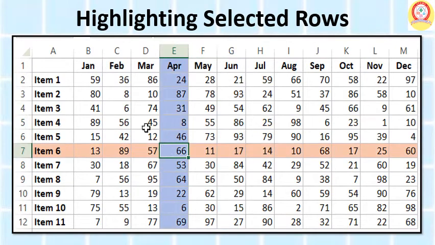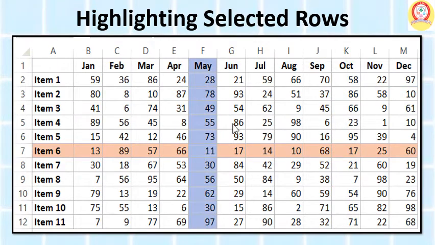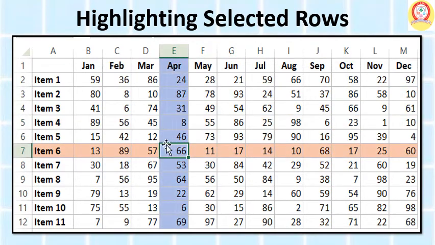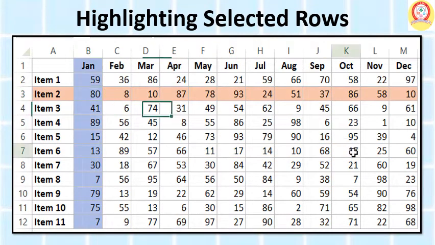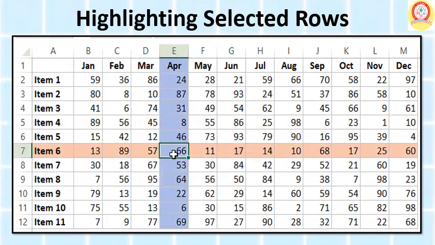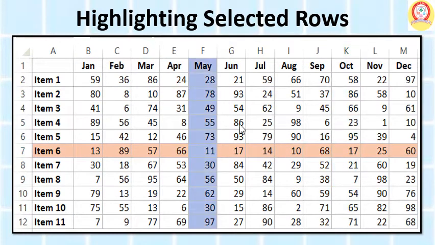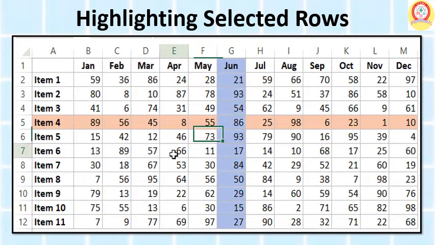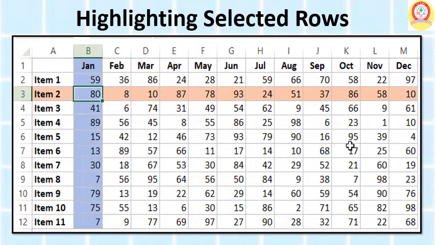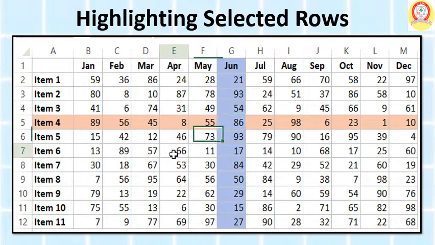In Format values where this formula is true, type the equals sign and then click a cell in the Total column. We will see the formula, right? Delete the dollar sign before the row number and type greater than 170. So you have the dollar sign, then G3 greater than 170.